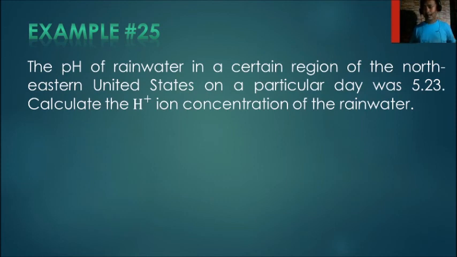So here, madali na lang to kasi pH level lang po ang tanong or yung concentration ng hydrogen ion. So, pH of rainwater in a certain region of the northeastern United States at a particular day was 5.23. So, calculate the hydrogen ion concentration of the rainwater. Base dun sa formula natin na pH equals negative log of the concentration of the hydrogen ion.